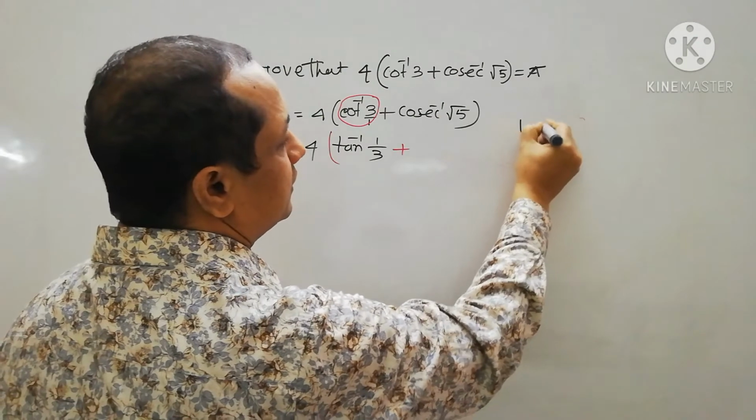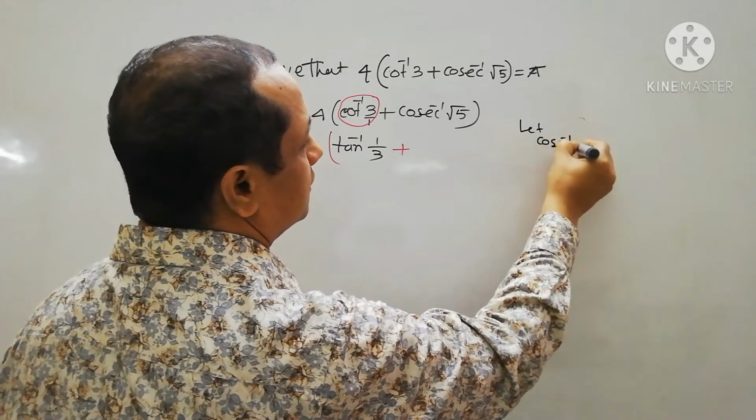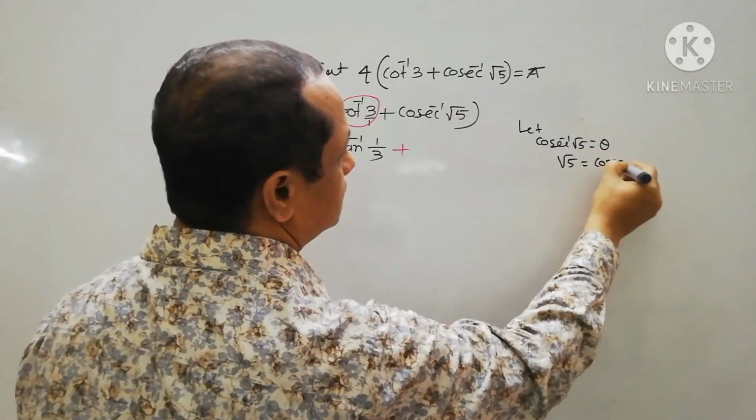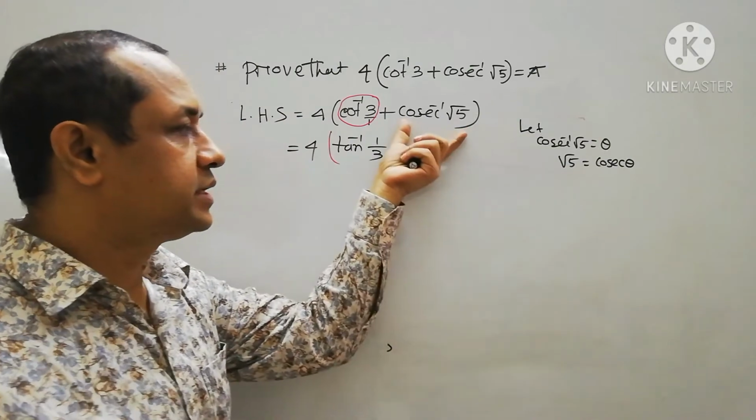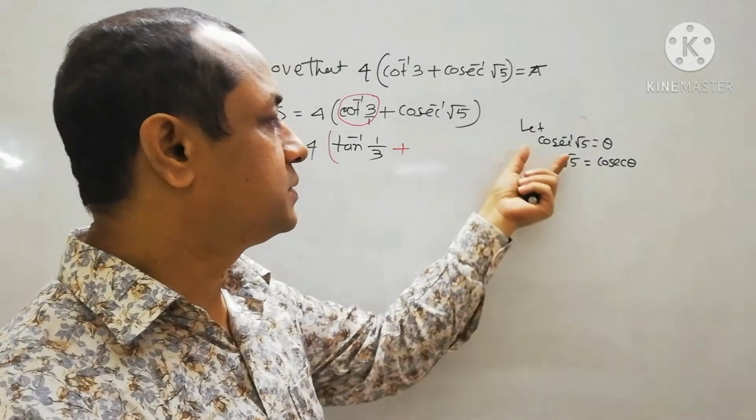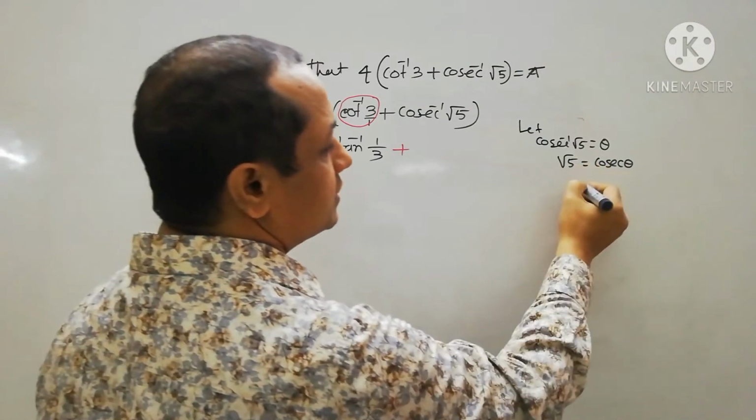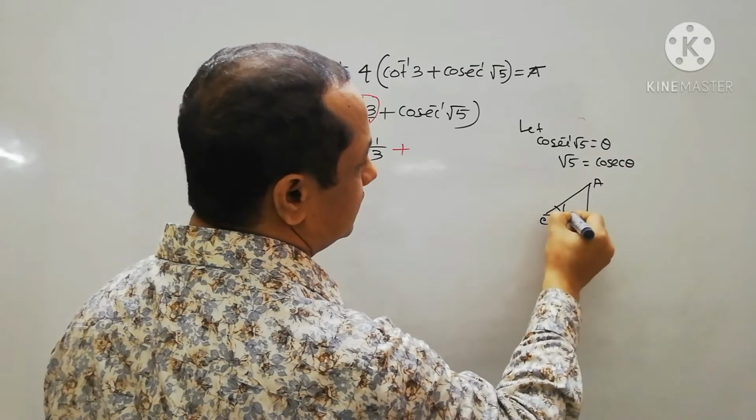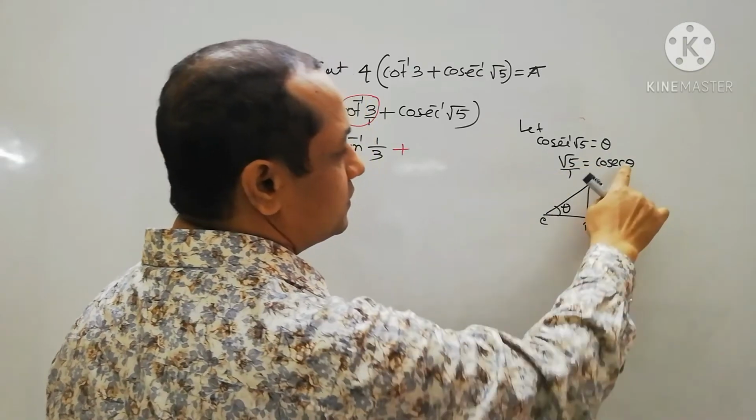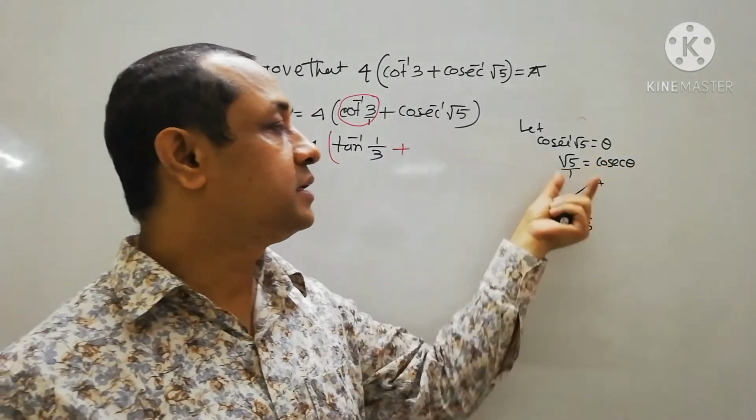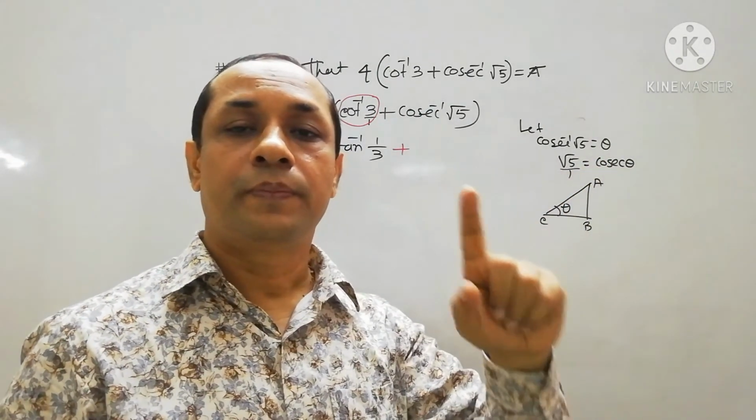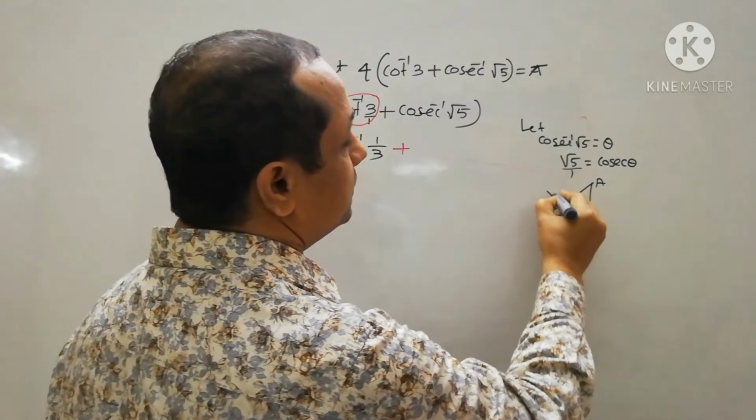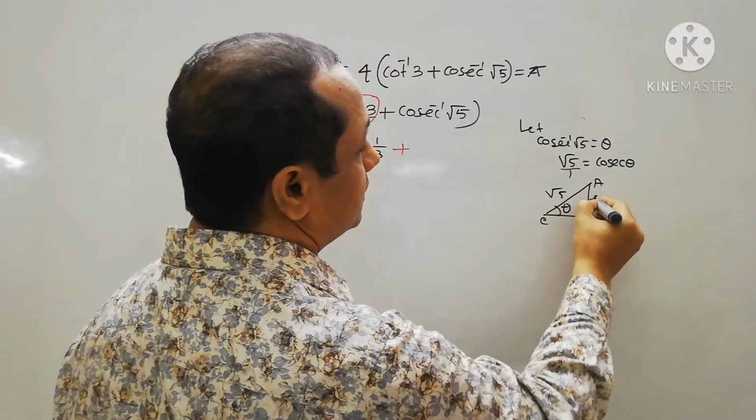So let cosec inverse root 5 equal theta. So root 5 equals cosec theta. Student, attention please. Cosec inverse converts to tan inverse. Let ABC be a triangle, here angle is theta. We know that cosec theta equals hypotenuse by perpendicular, so here hypotenuse is root 5 and perpendicular is 1.